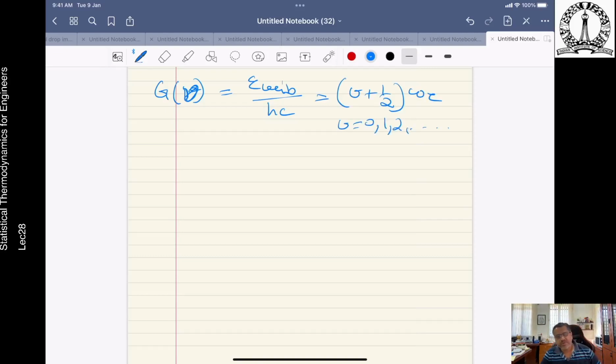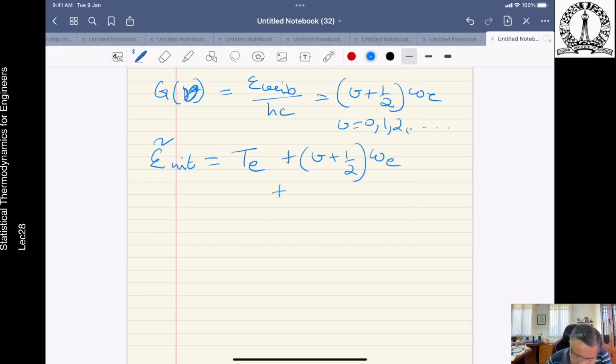So once we know these two expressions of Fj and Ev, we can write the internal energy as TE plus (v plus half) omega E plus J into J plus 1 into BE. All these are in centimeter inverse. If we look at the associated energy level diagram, this is how it should look.